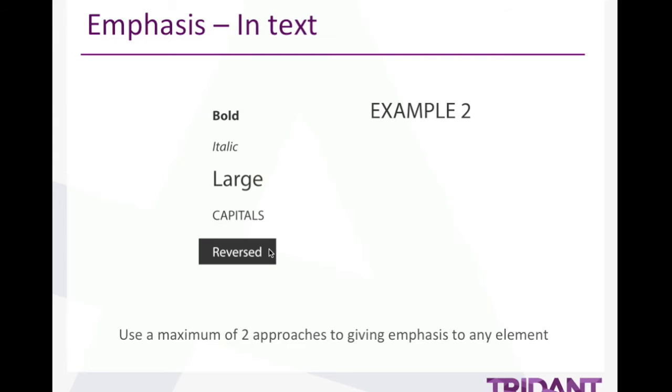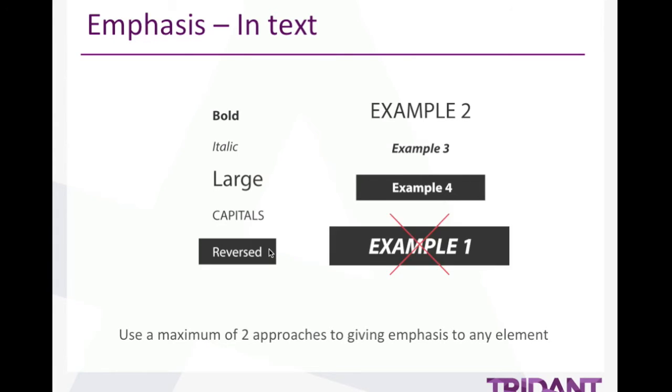I'll show some examples of this. In this one, you can see that it's both large and capitalised, and in this one, it is bold and italicized. So this is what I mean by just 2 things. This one is reversed and bold, and this is an example of just a big no-no.